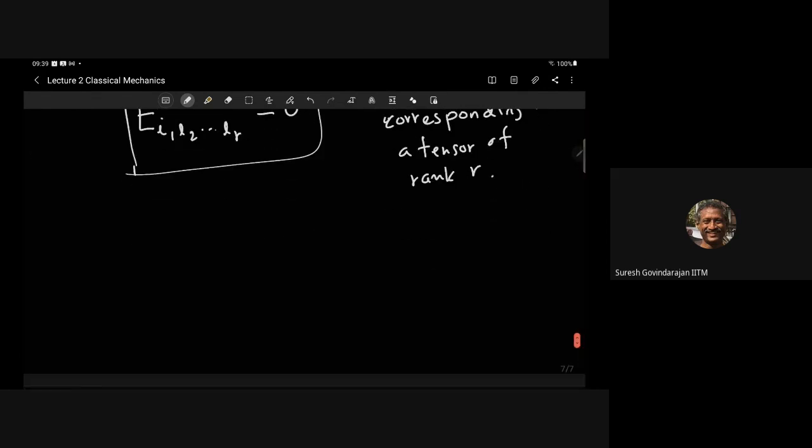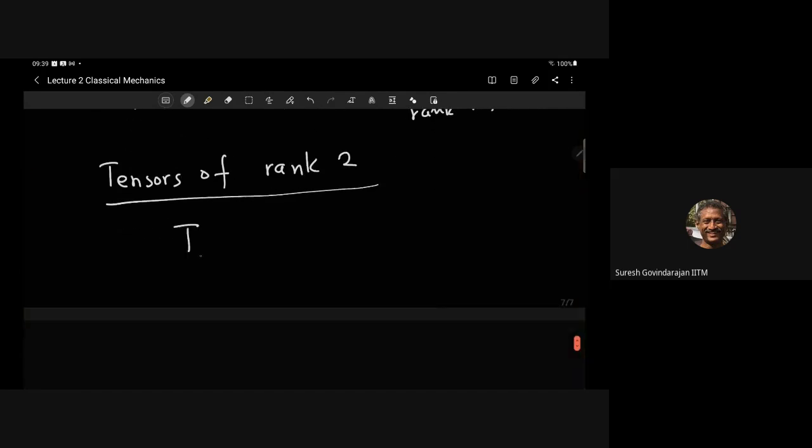So I just want to spend a few minutes on the first tensor of rank 2, which is the first non-trivial generalization. Okay, so it will be T I1 I2 according to this. So T prime of this will be, okay.